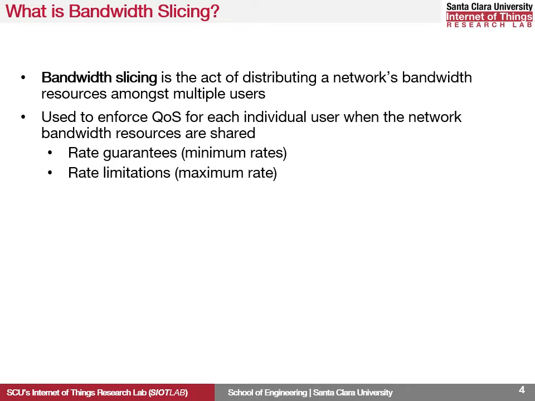What is bandwidth slicing? Bandwidth slicing is the act of splitting up a network's bandwidth resources into discrete chunks. These discrete chunks of bandwidth can be assigned based on each user's QoS requests. For example, some users will request rate guarantees since they need the data to be sent at a specified minimum rate. Rate limitations can also be set to prevent any individual user or application from greedily consuming excess amounts of bandwidth. Rate guarantees and rate limitations are not mutually exclusive, and any data flow can be assigned both guarantees and limitations.